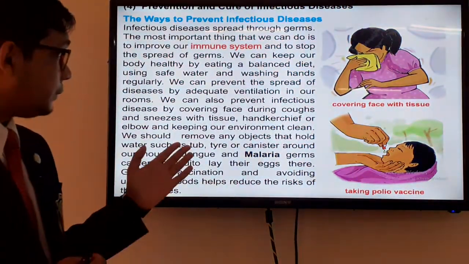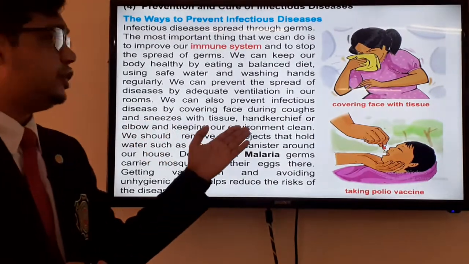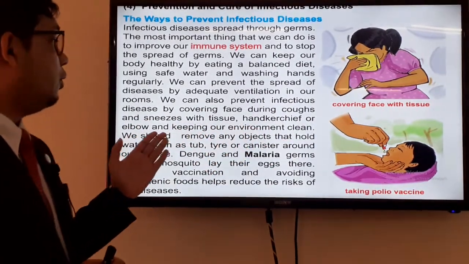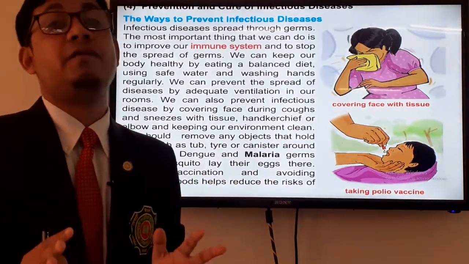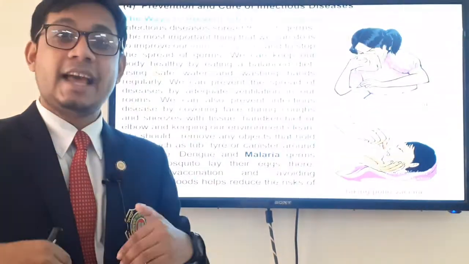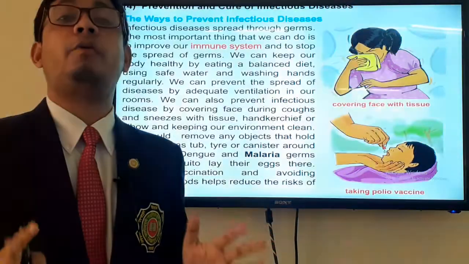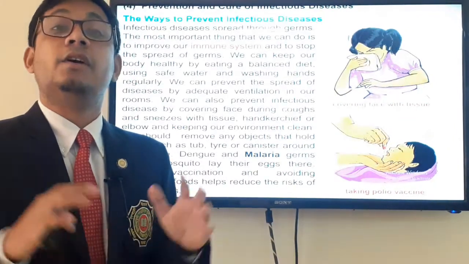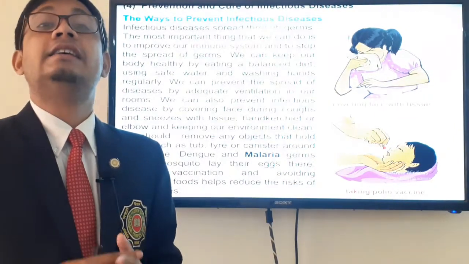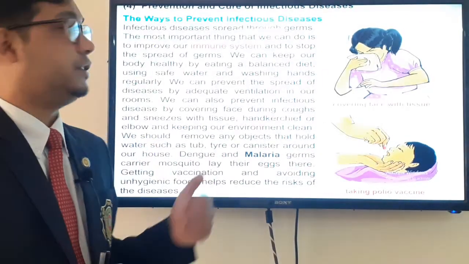That is what is written here: covering the face during coughs and sneezes with tissues, a handkerchief, or the elbow, and keeping our environment clean. Most importantly, we have to keep our environment clean. If I want to stay healthy, if you want to stay healthy, we have to keep our environment clean. By keeping our environment clean, we can keep the world clean, and keep everyone away from different types of infectious diseases.